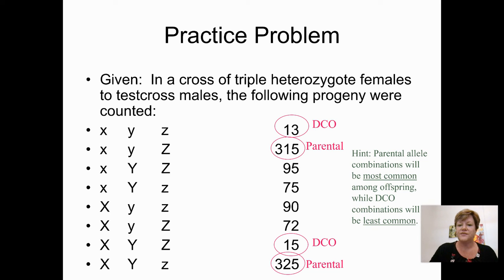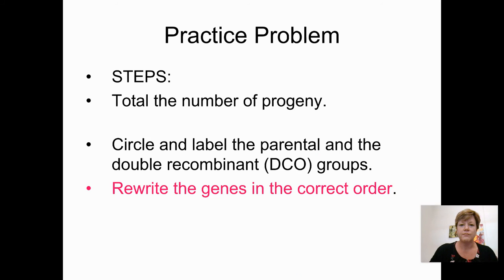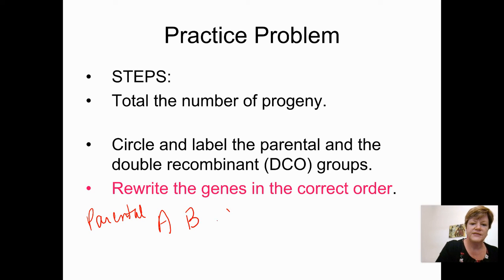There's going to be 8 groups of offspring, and 2 of them are parental and 2 of them are double crossover groups. So we have to figure out what gene's in the middle and then rewrite the genes in the correct order. There's a couple ways to think about this. One thing I would say is, let's say that you had, for example, your parental, and I'm going to use different letters. Let's say your parental was big A, big B, big C, little a, little b, little c. Let's say that is the right order, and let's say that was your mother's 2 chromosomes.